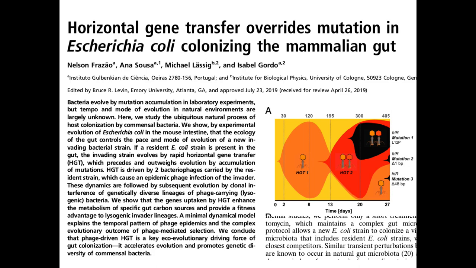Here's an example: if you want to look at E. coli, not in a flask, but what it does in its host organism, there's a recent paper where they looked at the evolution of E. coli when they put it into a mouse gut, and saw what happened to that strain over time. What they found was that instead of acquiring lots of point mutations, as you would have thought, the major driver was acquiring DNA from bacteriophages and through horizontal gene transfer from other organisms already present in the gut.